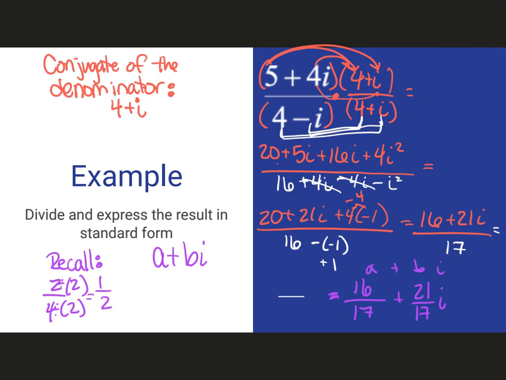Okay, so that's how you divide. You multiply the top and the bottom by the conjugate of the denominator. Over time, you'll see some strategies that could save you some time. But the first time we're doing it, we're going to go through all the steps. And guys, please don't hesitate to reach out and email if you have any questions.